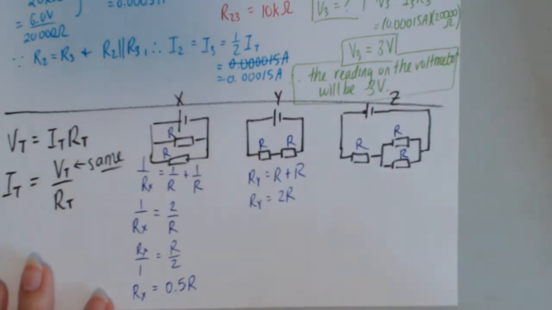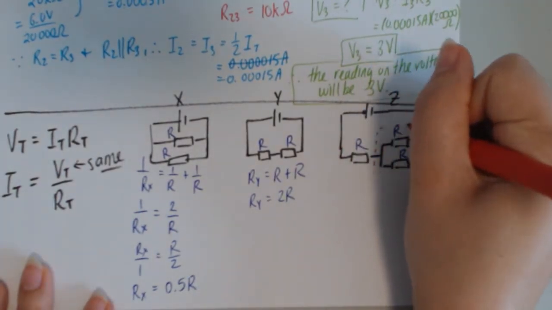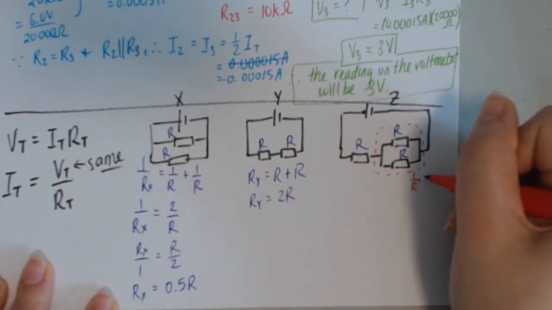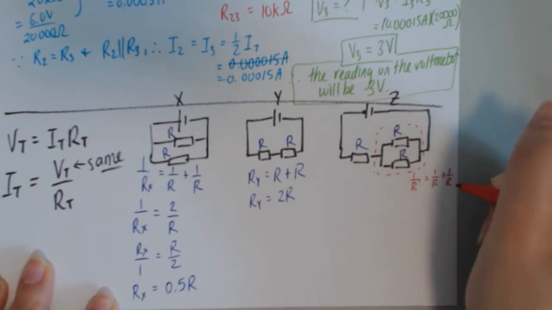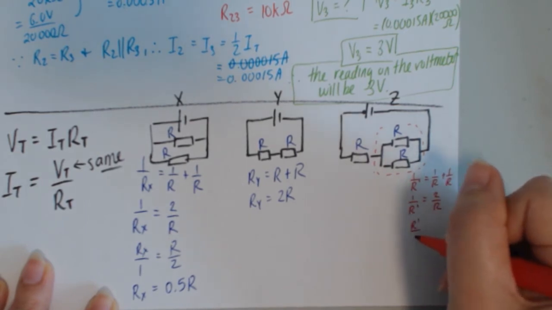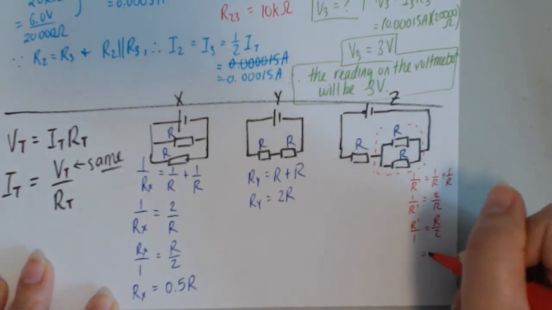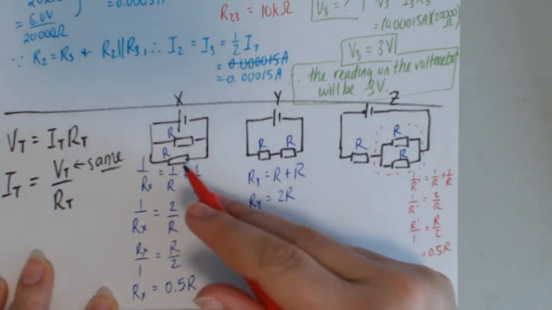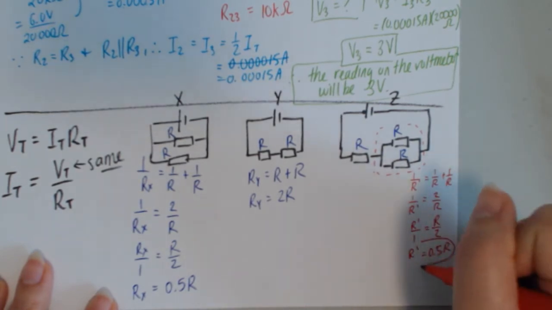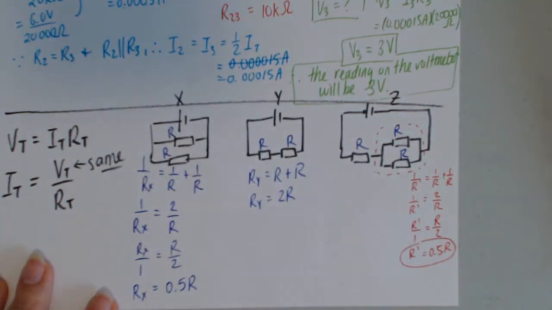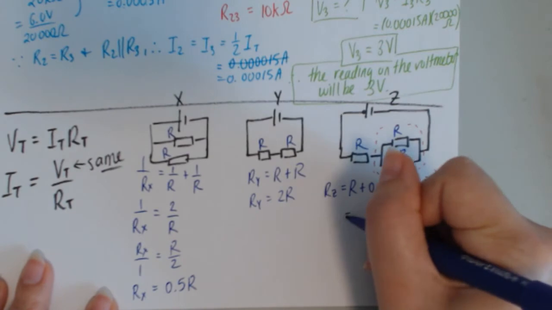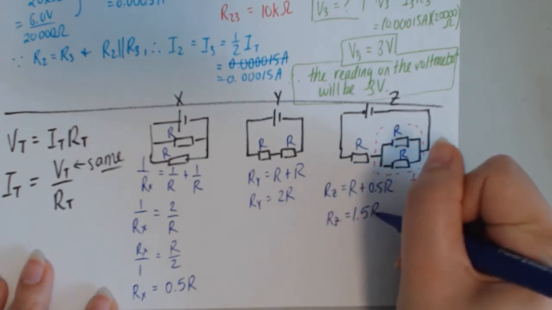Now the last one. First, we have to merge these two. So these two, 1 over R prime is equal to 1 over R plus 1 over R, which is 2 over R. That's 1 over R prime, so R prime over 1 is equal to R over 2. So that's 0.5 R, and we saw that over here. When you have two in parallel, you get 0.5 R. So now 0.5 R and R are in series with each other. So then RZ is equal to R plus 0.5 R. So the resistance for Z is 1.5 R.